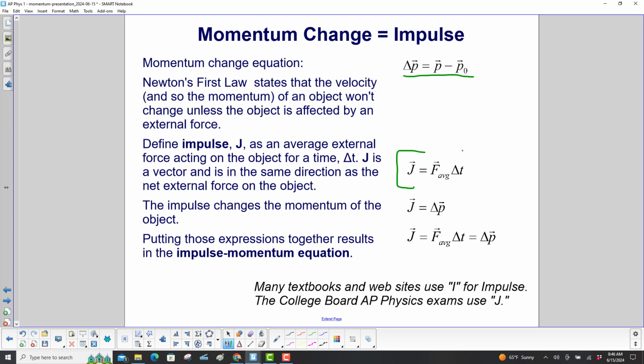So here's our definition of impulse, and here's the fact that it changes the momentum of the object. We'll put those two expressions together and we get the impulse momentum equation. Many textbooks and websites use I for impulse. The College Board AP Physics exams uses J, so we'll use J.